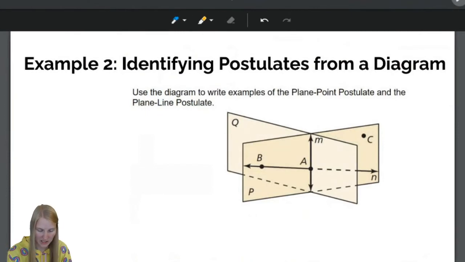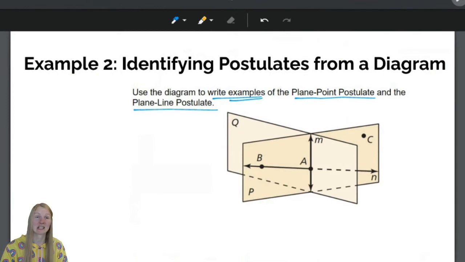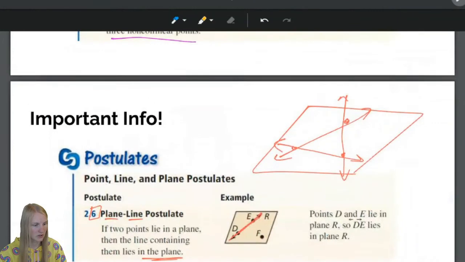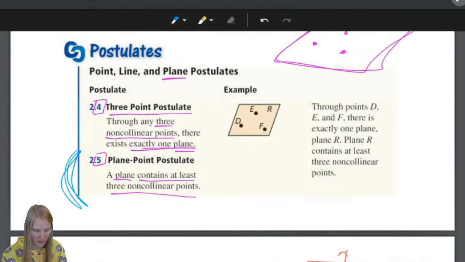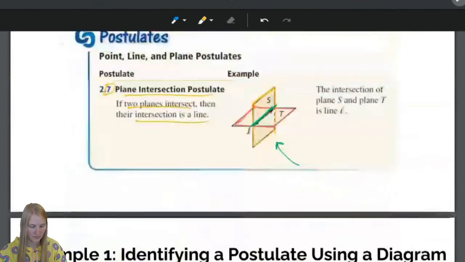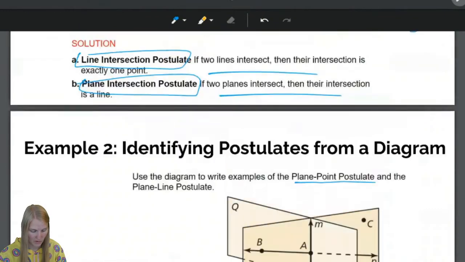So now they're telling us to use the diagram to write examples of the plane point postulate and the plane line postulate. I gotta go back and see what those postulates were. The plane point postulate. Okay, different colors. The plane point postulate said, and I could scroll back up to it over here too. It said plane point postulate right here. A plane contains at least 3 non-collinear points. Back to the example.